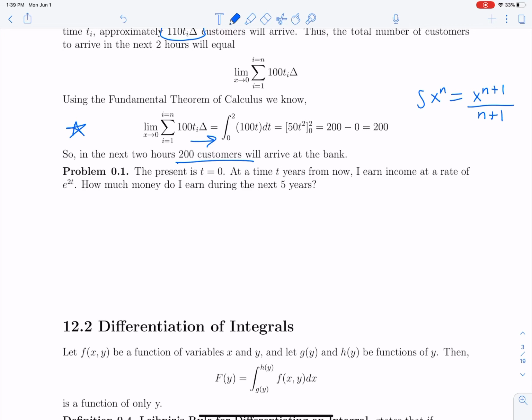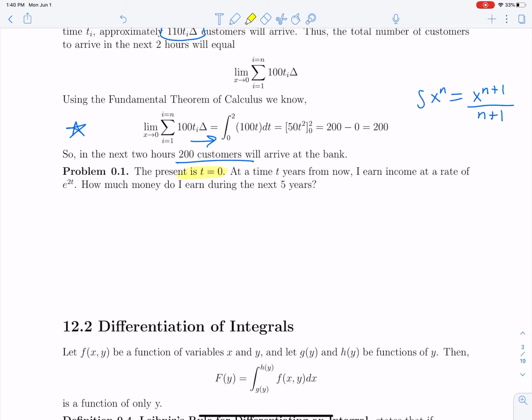So I'm going to read our problem. The present is t equals 0. At a time t years from now, I earn income at a rate of e to the 2t. How much money do I earn during the next 5 years? Okay, so they gave us all the information. We have our t equals 0. They say that's the present or the initial. At time t years from now, okay, so that is our variable t. I earn income at a rate of e to the 2t.